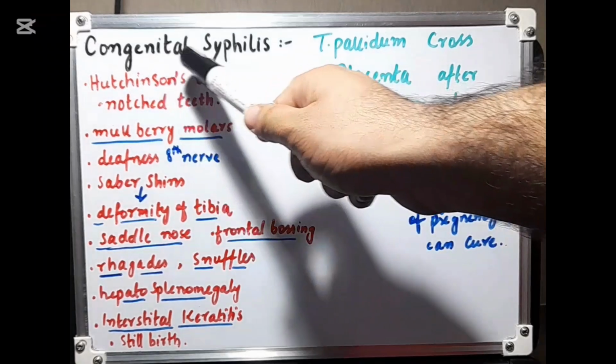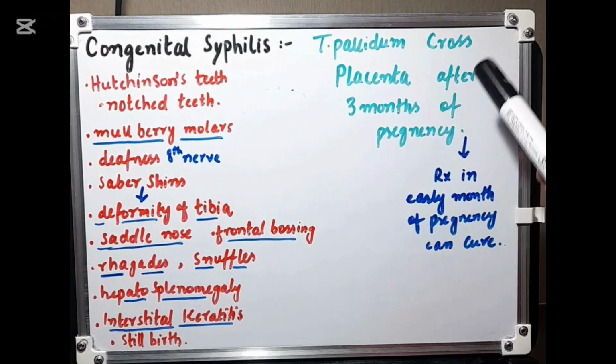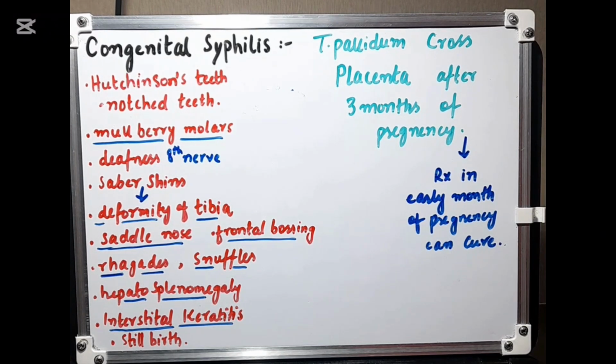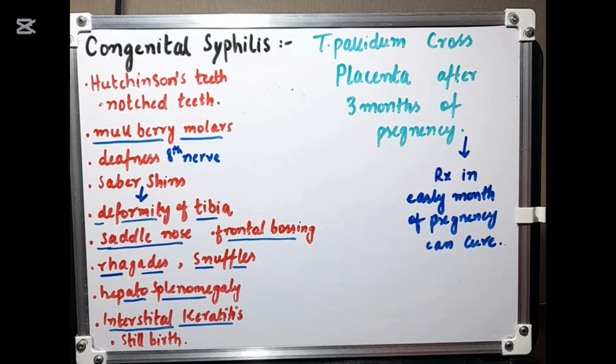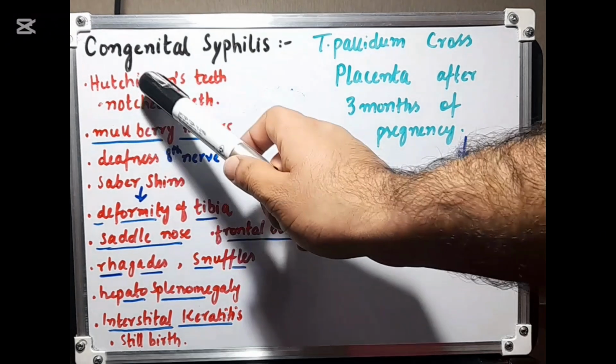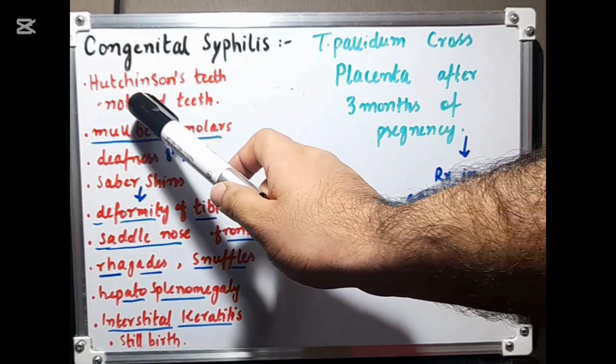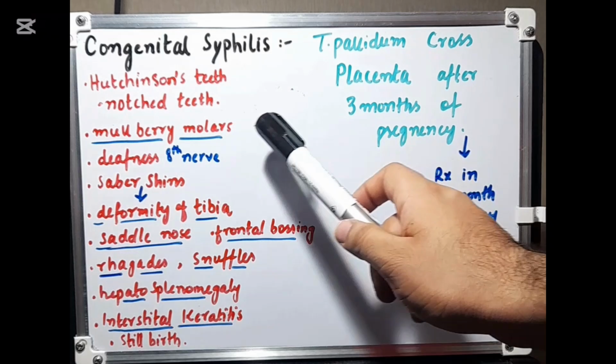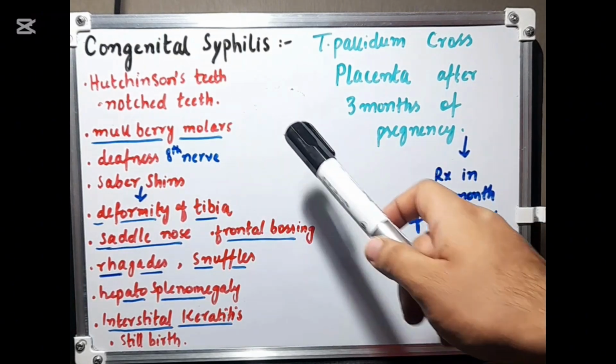Let's discuss congenital syphilis. T. pallidum can also cross the placenta after the 3 months of pregnancy. It can cause congenital abnormalities in the fetus. If the mother is treated in early pregnancy, in the first trimester, she can protect the fetus from the congenital problems. In congenital syphilis, we can see dental abnormalities such as Hutchinson's teeth, which is the notched appearance of the teeth, and mulberry molars, which means the molars are improperly developed.